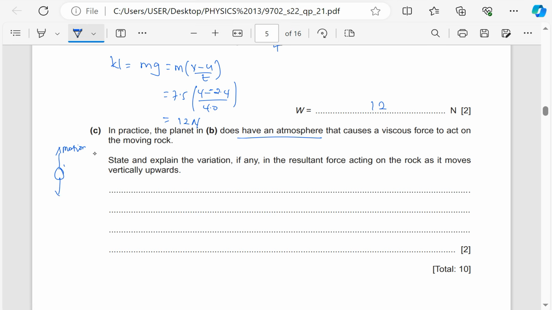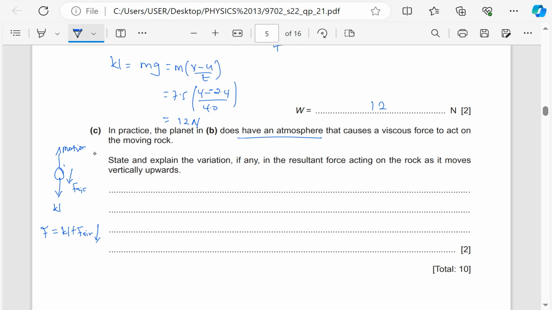So its weight is acting vertically downwards, so that is W. Because it's moving vertically upwards and there's an atmosphere, it means the force due to air resistance is downwards. So the resultant force is equal to the weight plus the force due to air resistance, which is downwards. So the resultant force is downwards and is in the opposite direction to motion.